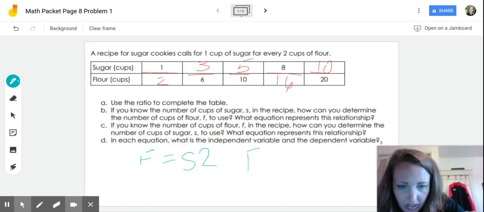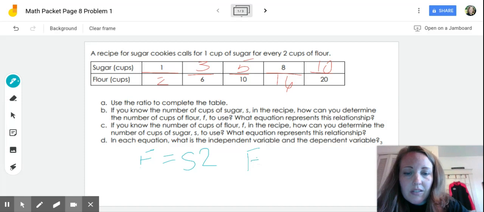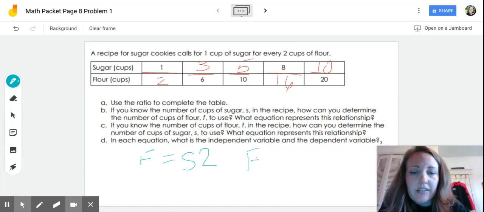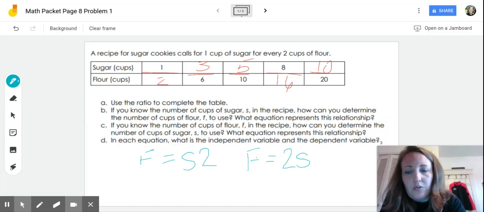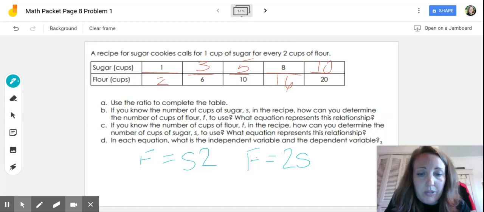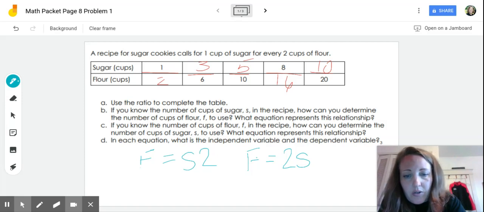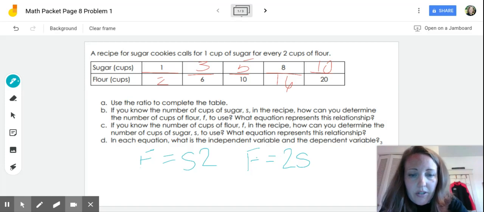Like how you say your name is Johnny Appleseed. You don't say Appleseed Johnny, right? You don't say your last name first. So same thing when I'm writing this expression, 2s is usually what we say instead of s2, but it's the same thing, right? Because of the commutative property. So this would be the equation I would use to find the amount of flour, if I knew the sugar.